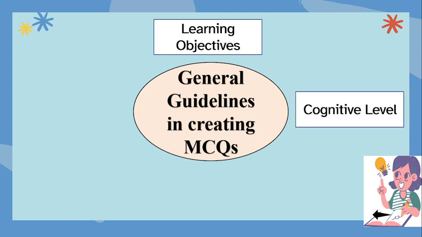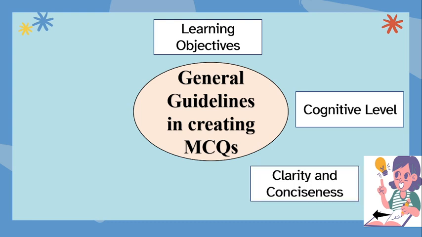Next one, the cognitive level. Here we have to balance questions that test different cognitive levels. These cognitive levels are knowledge, understanding, comprehension and application, analysis, and so on. Next one is clarity and conciseness. The STEM or question or the problem we are going to use must be clear and concise. So avoid ambiguity or unnecessary information.